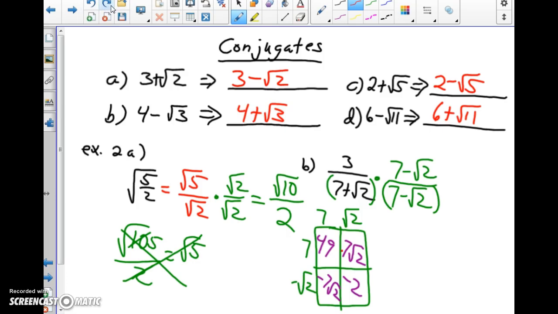Okay, now combine that all together. What is it you get? You got it. It's 47. The square root goes away. I get a 47. There it is. The square root has now disappeared.